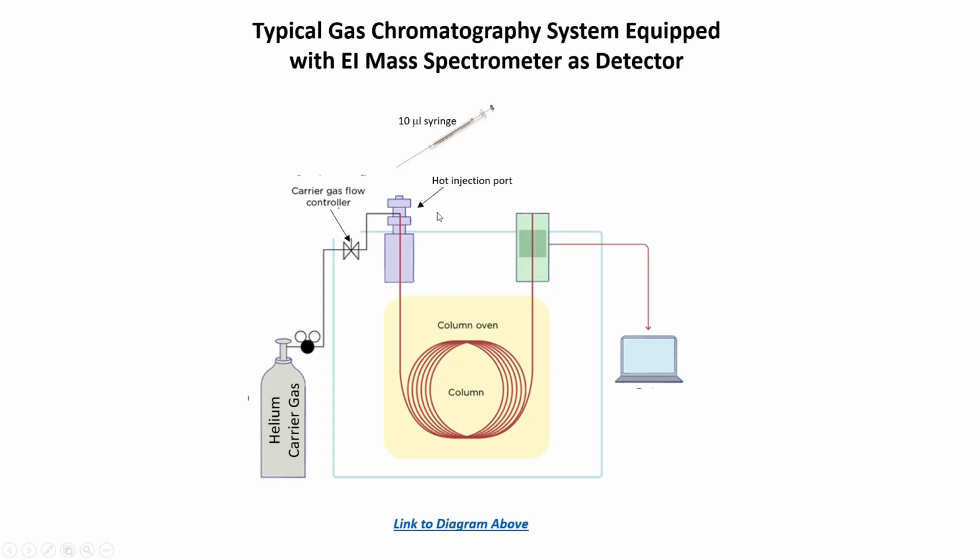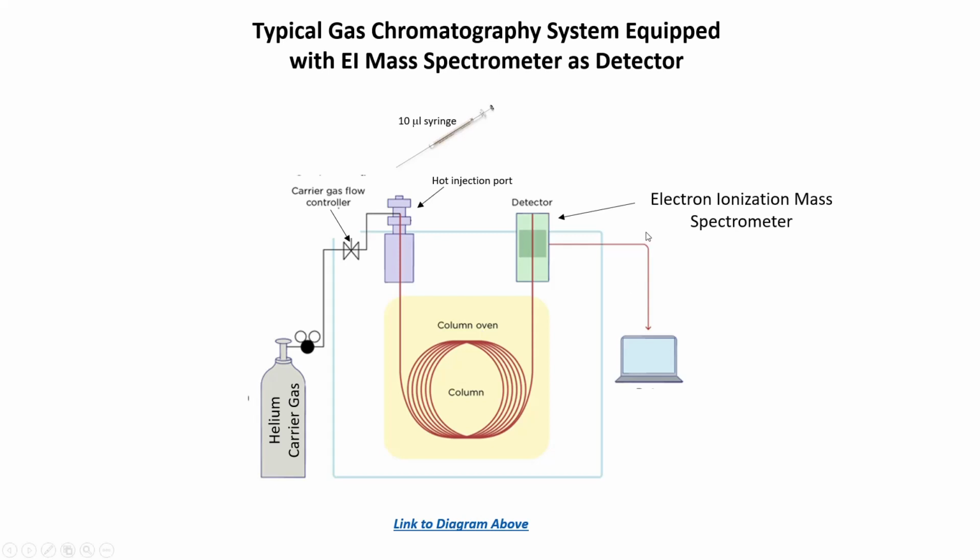The helium pushes it onto the column where it's separated in this column oven that we can control the temperature, and we can actually temperature program it to decrease the analysis time to get things off quicker. It goes to a detector. Well, the detector for a gas chromatograph could be many different things, but the one that we will discuss is the mass spectrometer, which is probably the most useful or most powerful detector that can be connected to gas chromatography.